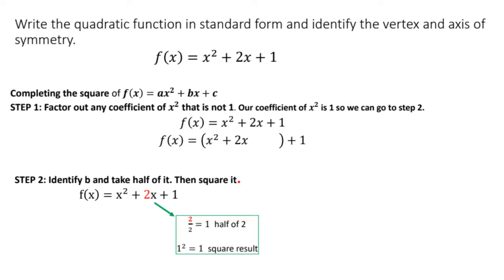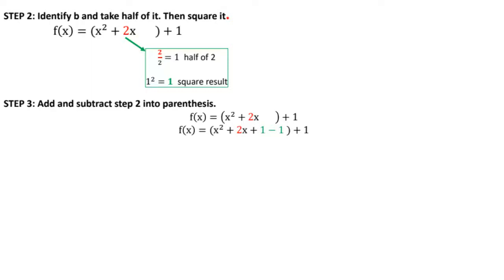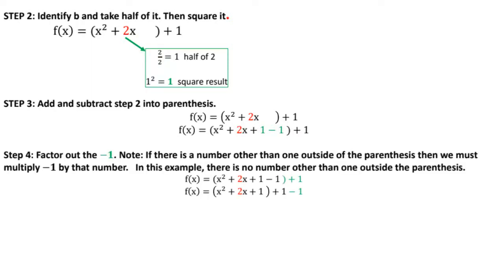We're going to take half of b and square it. So 2 divided by 2 is 1. 1 squared is 1. So we have the same process again. We're going to add 1, subtract 1. I'm going to borrow only the positive one and take the negative one out.